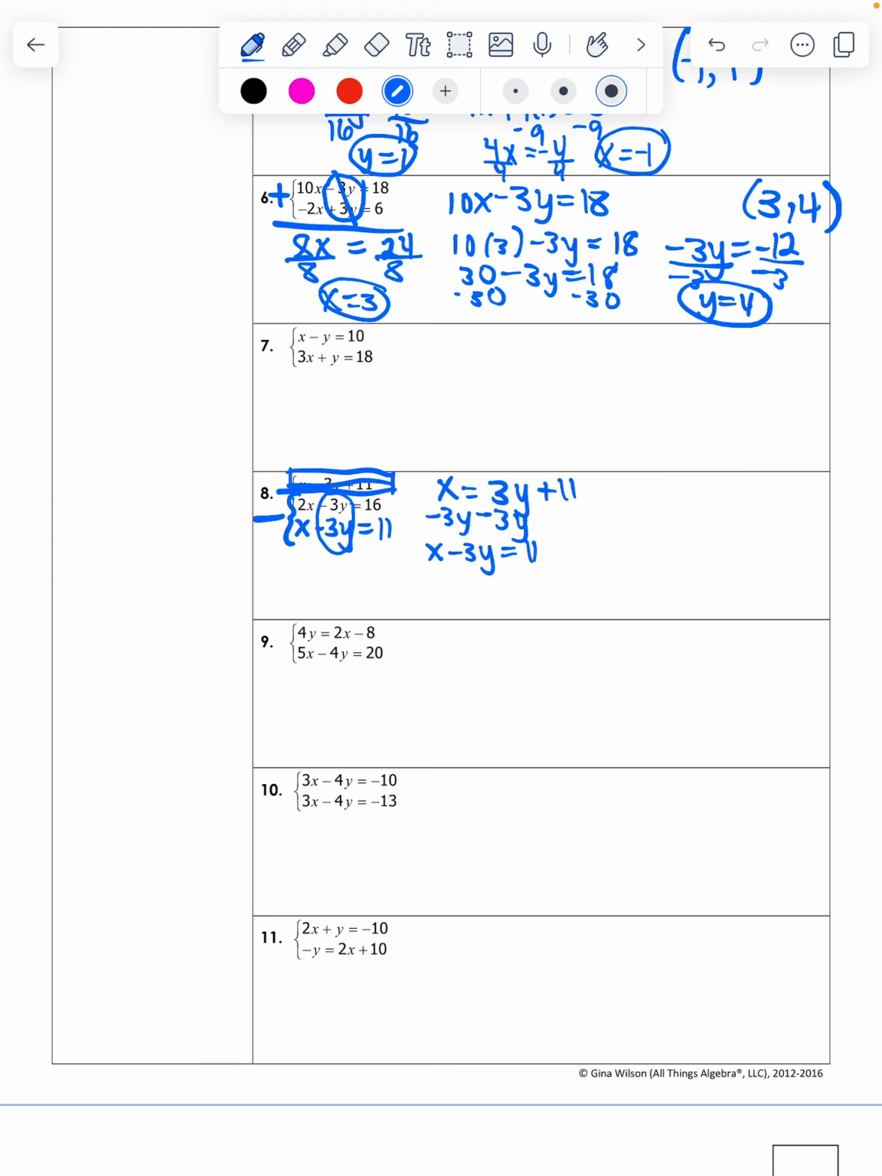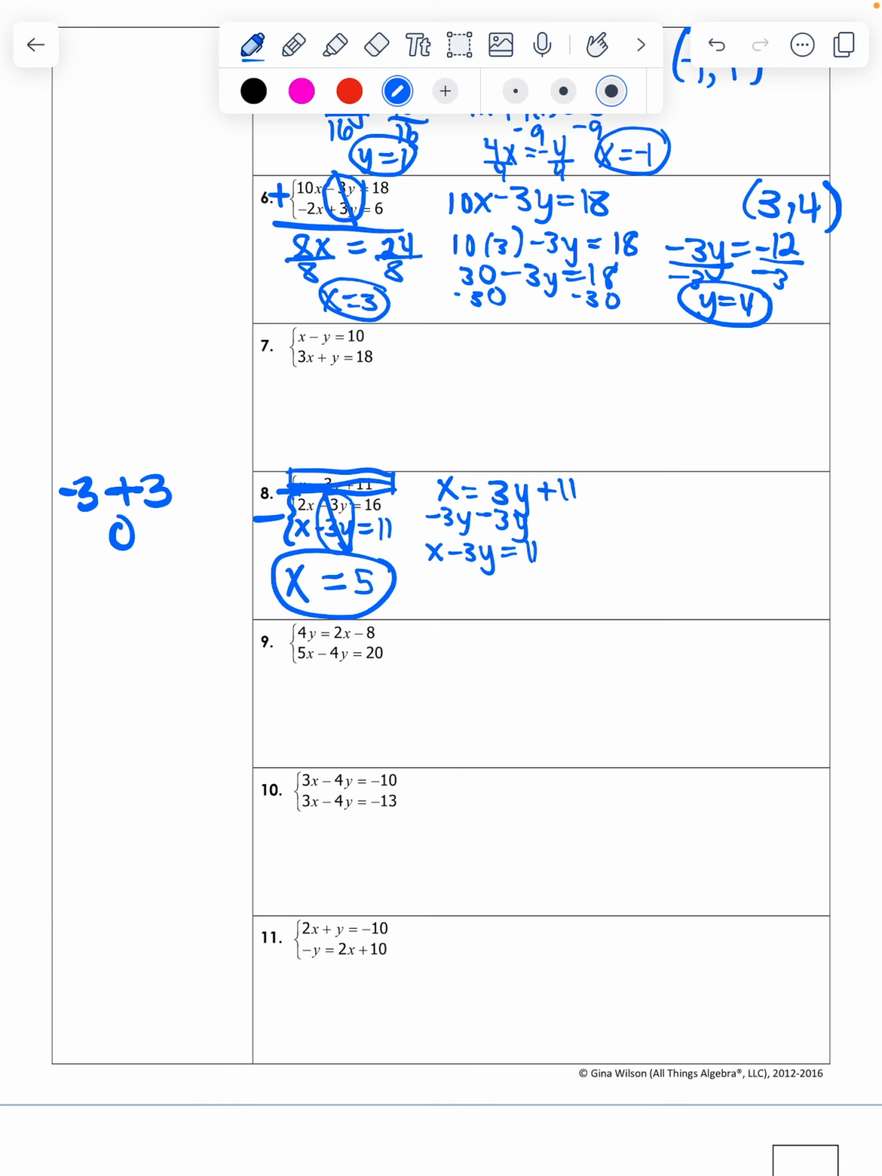So 2x minus x is 1x. Negative 3y minus negative 3y is nothing, and here's why. Negative 3 minus negative 3 really is negative 3 plus 3, which is nothing. So this is going to cancel out. The equal sign, 16 minus 11 is 5. So we get x equals 5.